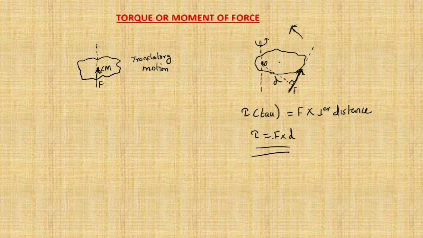Now we have to discuss the same equation in terms of vector notation. So let's discuss this in terms of vector notation. So how to represent the torque in vector notation? To explain that, just consider three axes. This is the z axis. Okay, this is the x axis, and this is the y axis.